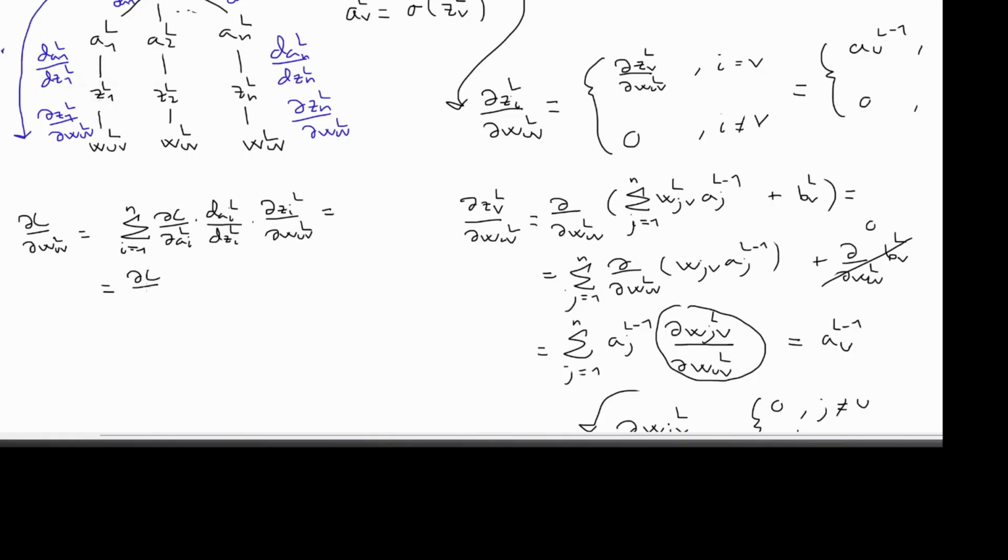and when I is equal to V, we get the partial derivative of C with respect to a_V^L, because I being equal to V means we substitute V as a subscript here, multiplied by the derivative of the activation at the Vth neuron with respect to the weighted input at the Vth neuron, multiplied by this expression, which is the activation of the Uth neuron at the previous layer.